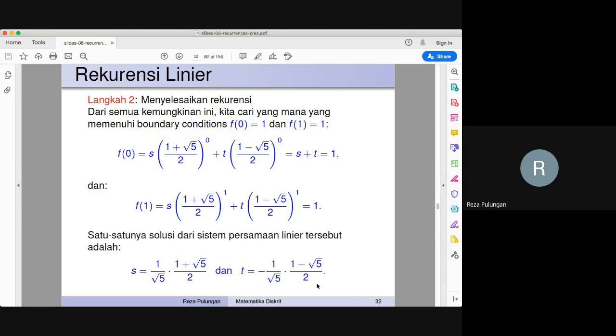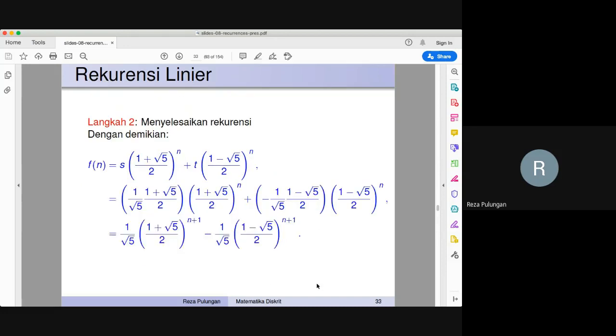Okay? So the final solution will be this one. S multiplied by this one. What is S? S is this one, multiplied by ((1 plus the square root of 5) divided by 2) to the power of n. And this is T multiplied by ((1 minus the square root of 5) divided by 2) to the power of n. And this is the final result. Even though this formula looks complicated, this is a closed form solution.